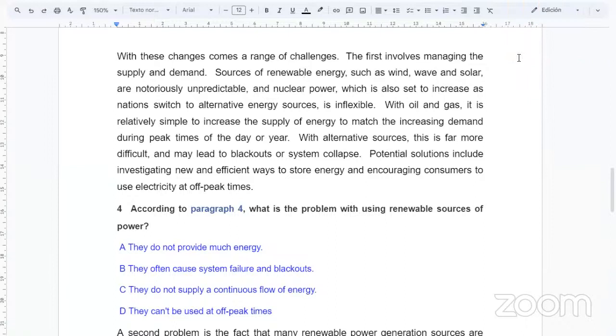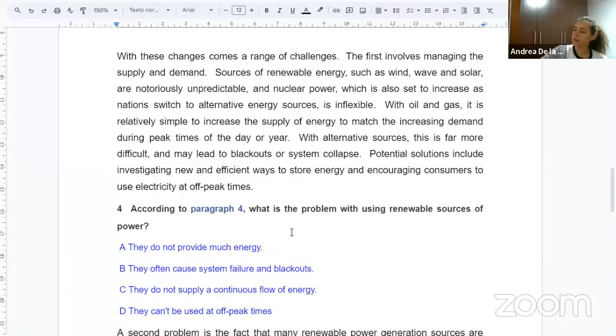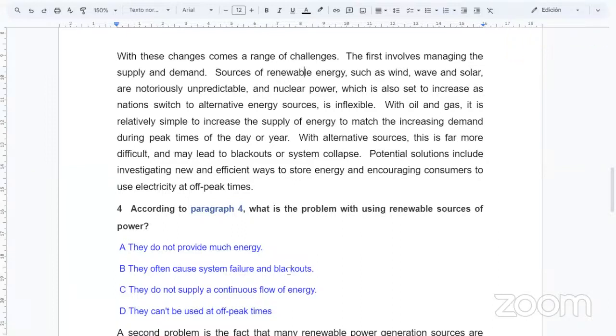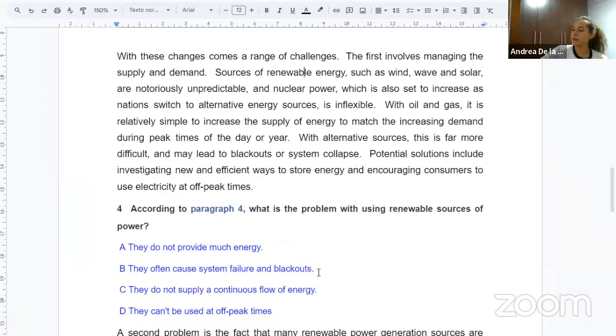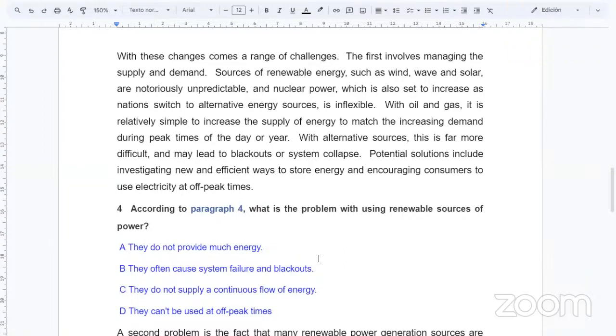Maybe C. Right? Yes, do you guys agree? I think it's B. B. Okay, maybe. Anyone else? Yes, I think it's B too. Okay, we're going to see.